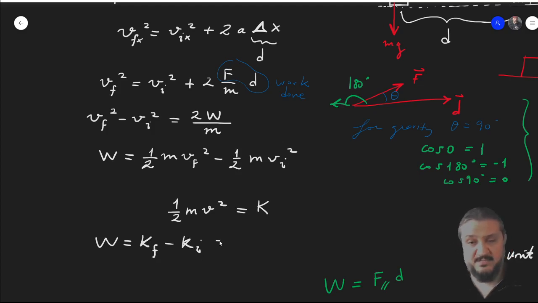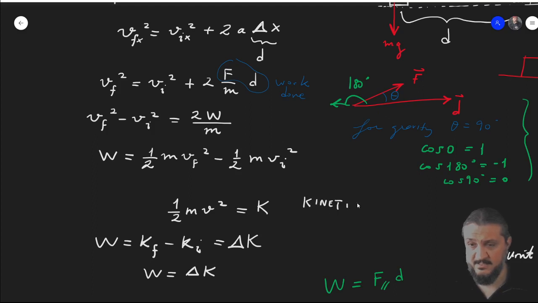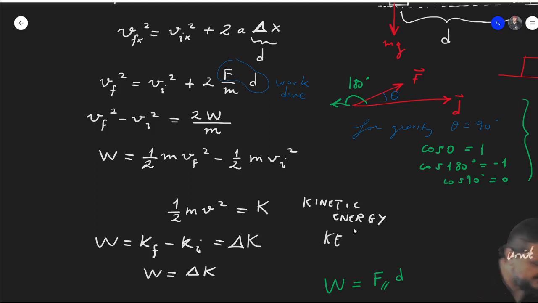Okay, in other words, delta. Remember, delta in physics means difference. It's final minus initial, delta K. So it's simplified. Now it's just one equation, W equals delta K. So this K that we defined is called the kinetic energy, sometimes called KE. It doesn't matter what you call it. The book calls it K as well.